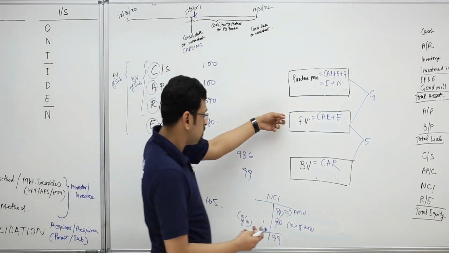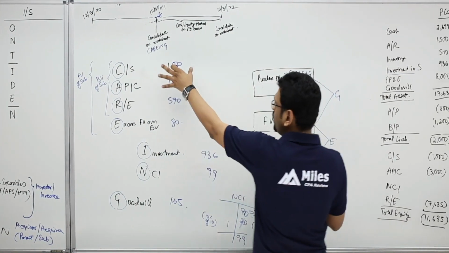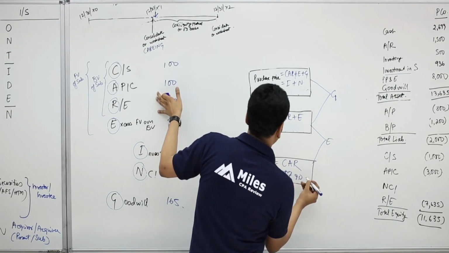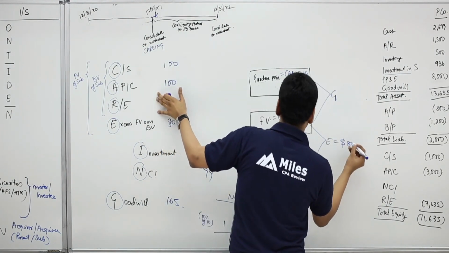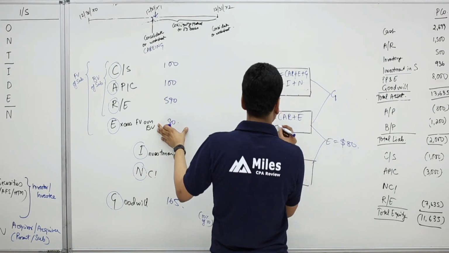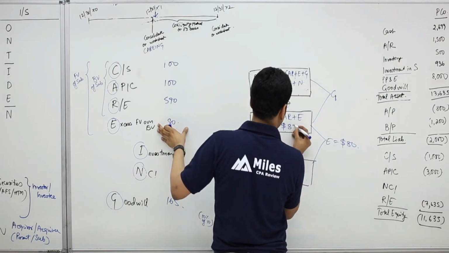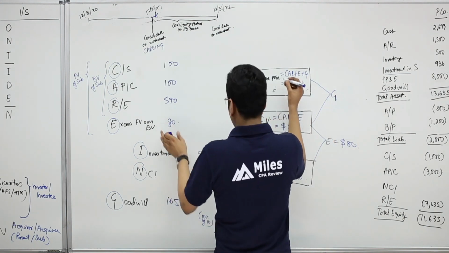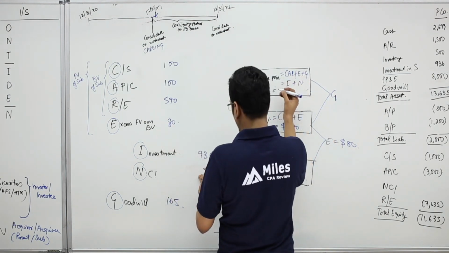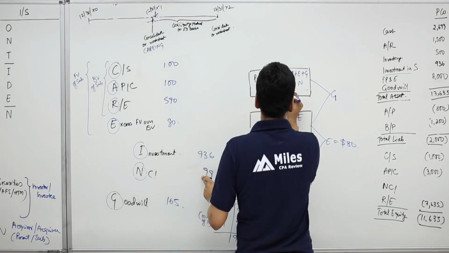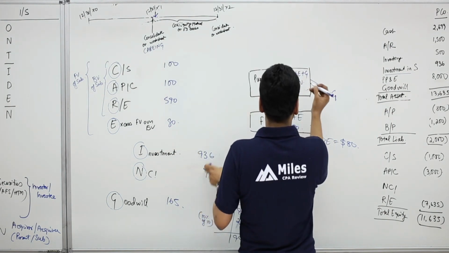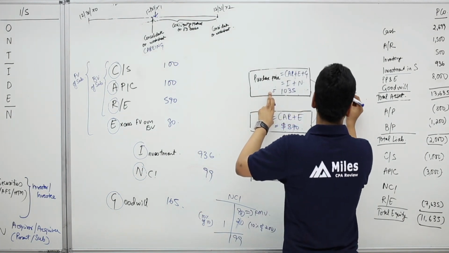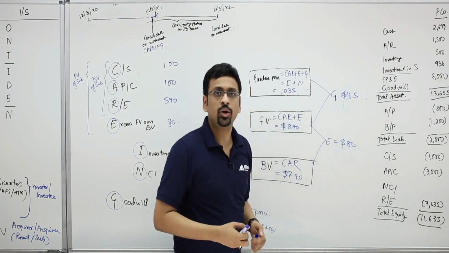And to be more sure, let's build this up. Book value 790. Excess 80. 790 plus 80 gives us 870. Then let's look at investment plus non-controlling interest. So 936 plus 99 gives us 1,035. 1,035 minus 870 gives us 165 of goodwill. Ties into our calculations, we're good to go.